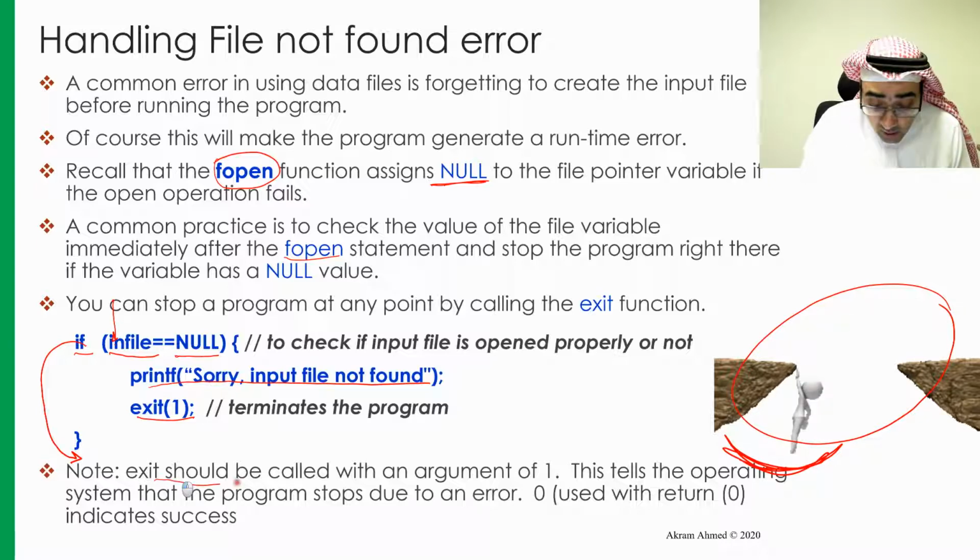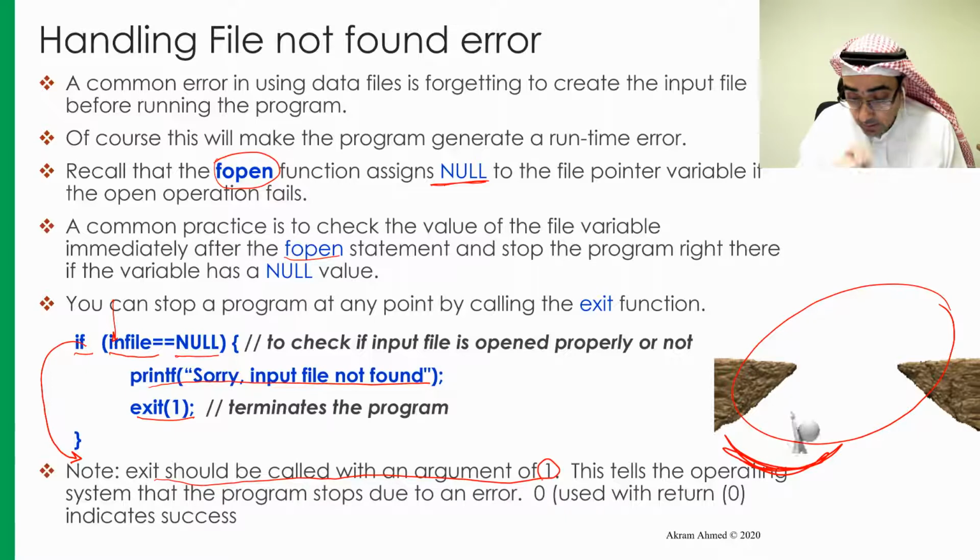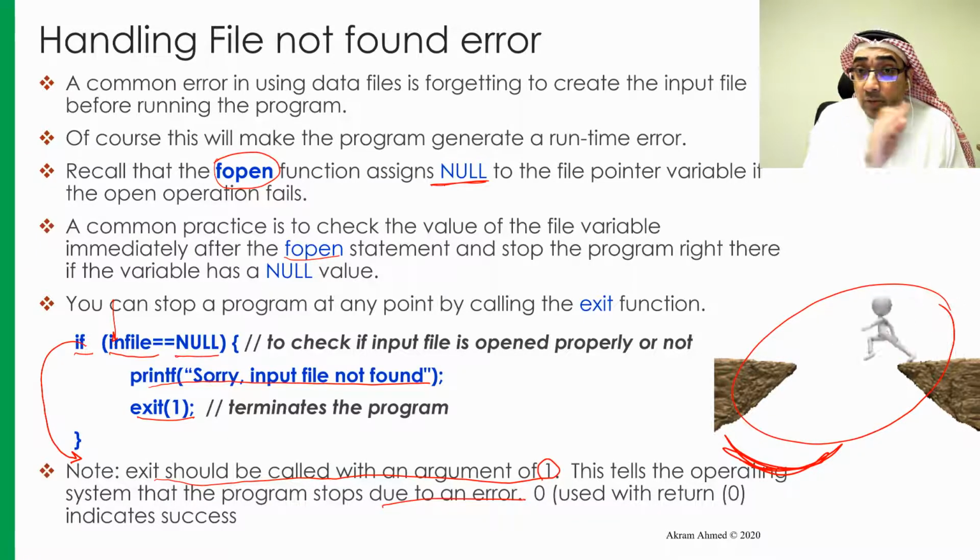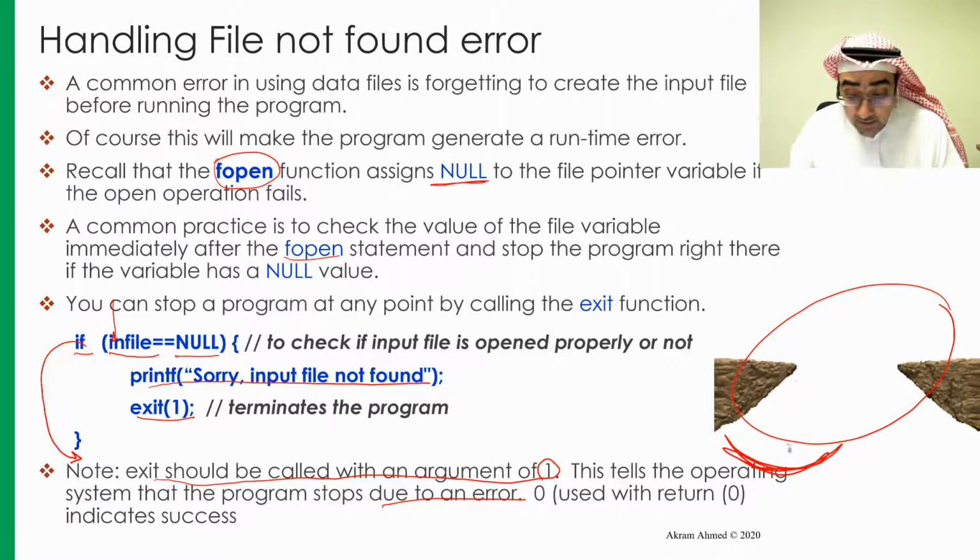Exit should be called with an argument of 1, okay? That means that you have an error, that's why you're exiting. This tells the operating system that the program stops due to an error. It tells the operating system, hey, I'm stopping, but I'm stopping due to an error, not because I have finished my program and successfully done what you want, okay? 0 is used with return 0, and 1 is used with the exit with error.